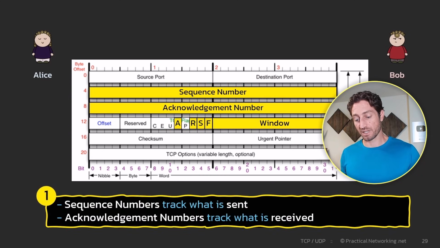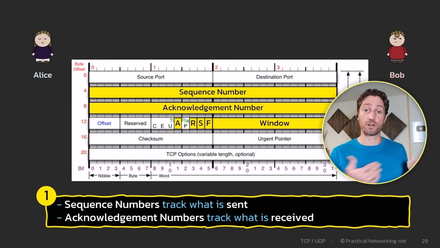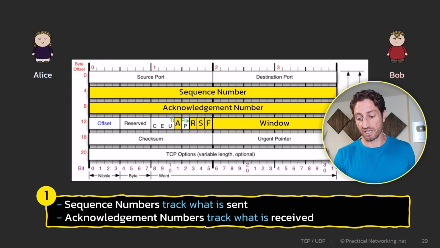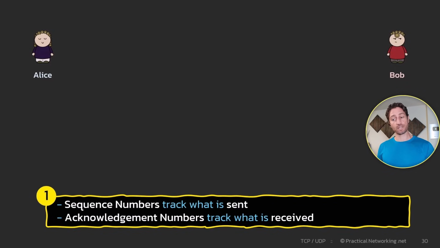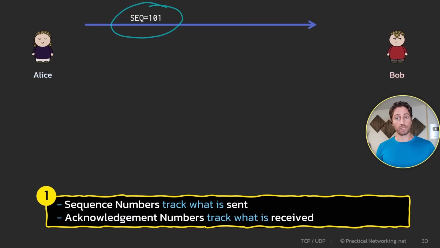The sequence number is a number that is going to be used to track the bytes that are sent, and the acknowledgement number is a number that is going to be used to track the bytes that are received. So let me show you how that works. Let's say Alice shoots a packet over to Bob. She's going to add to that packet a sequence number of 101. That's going to exist inside the TCP header of that packet.